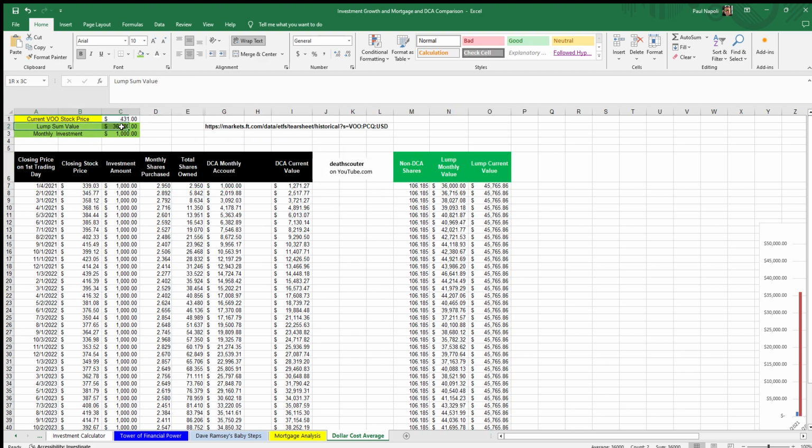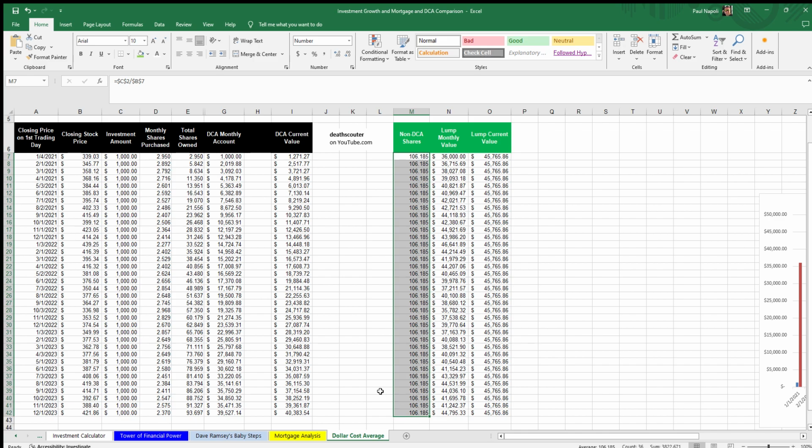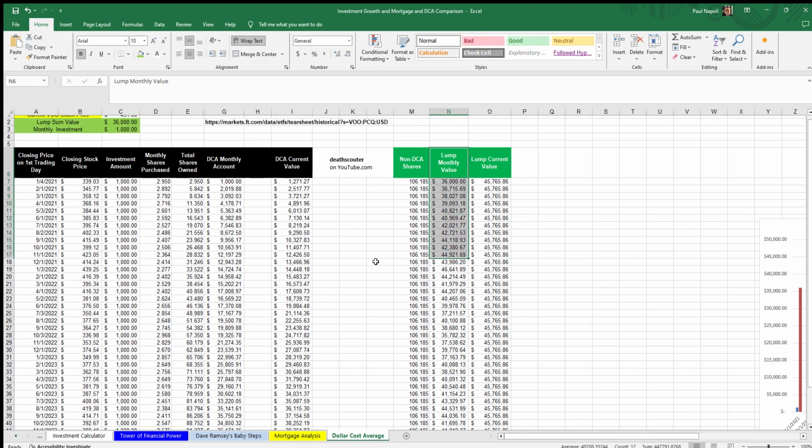Well, we took our $36,000 lump sum on January 4th, 2021, at a price of $339.03 a share, and it bought us a total of 106.185 shares in VOO. And you see that 106.185 is the total number of shares I will have throughout the entire duration of this exercise. Again, I took the month closing price and just created a monthly price that we could use to track it.